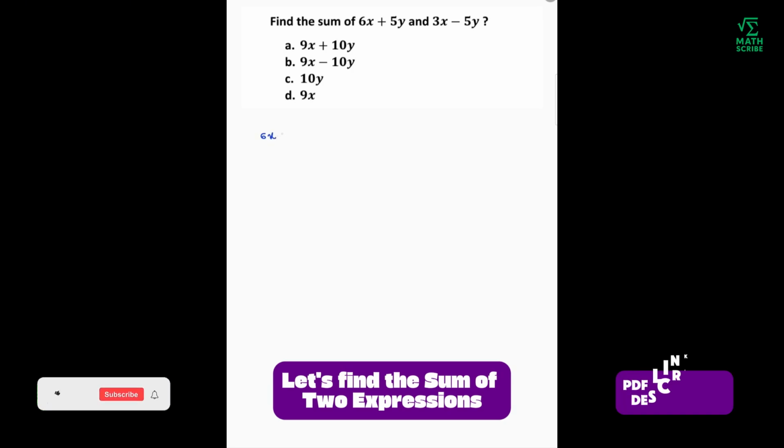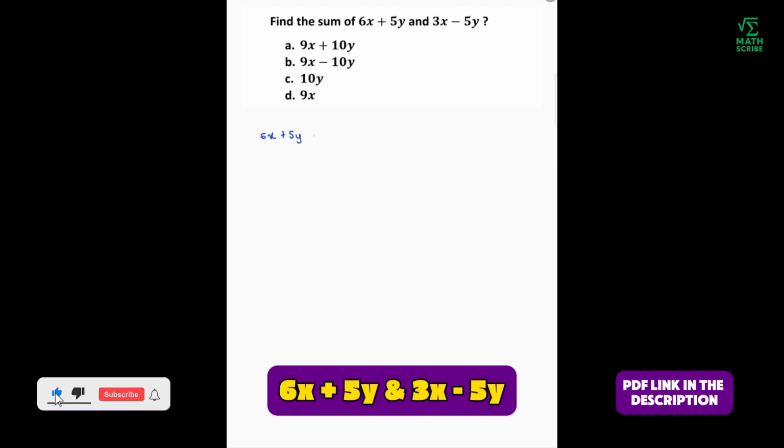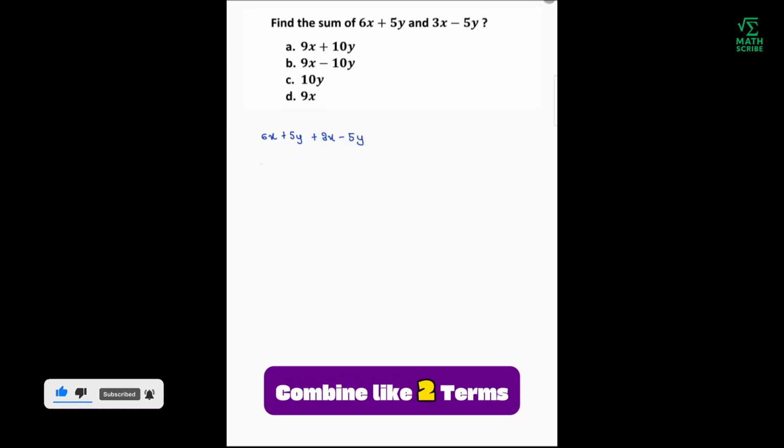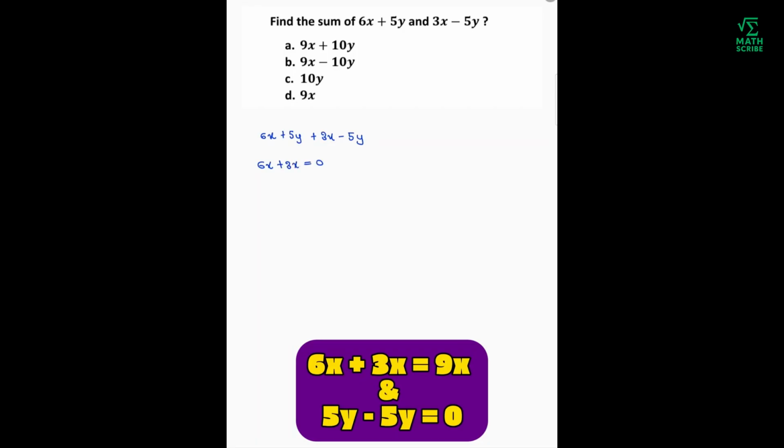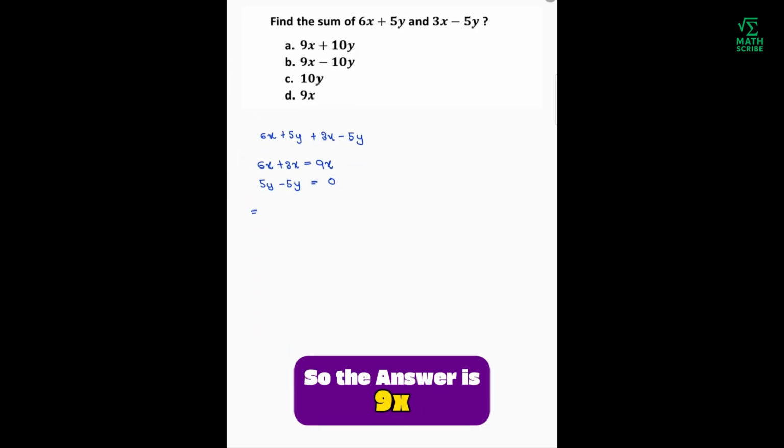Let's find the sum of two expressions, 6x plus 5y and 3x minus 5y. Combine like terms. 6x plus 3x equals 9x, and 5y minus 5y is 0. So the answer is 9x.